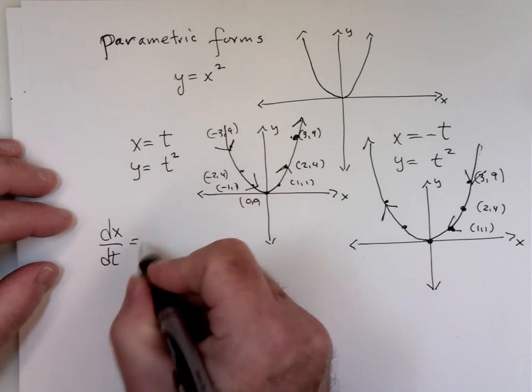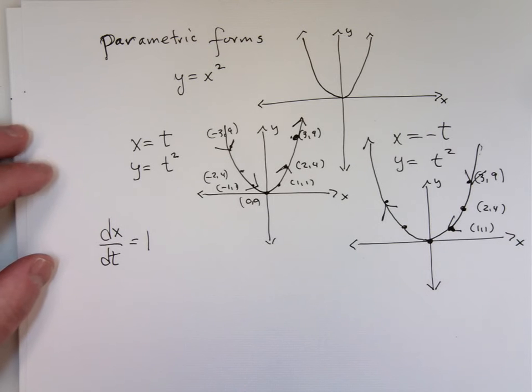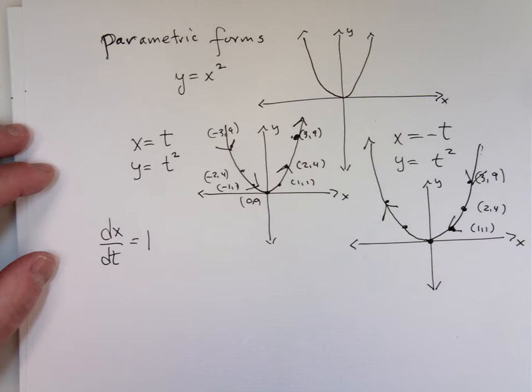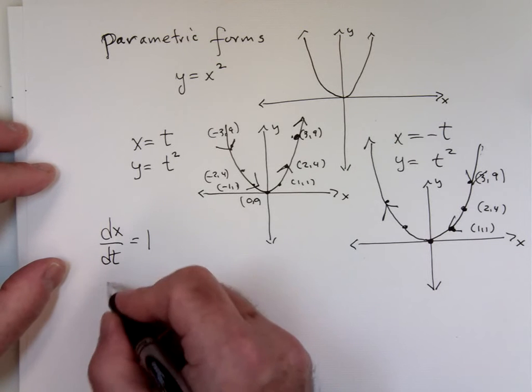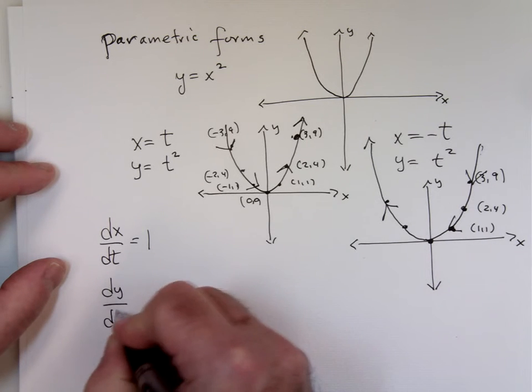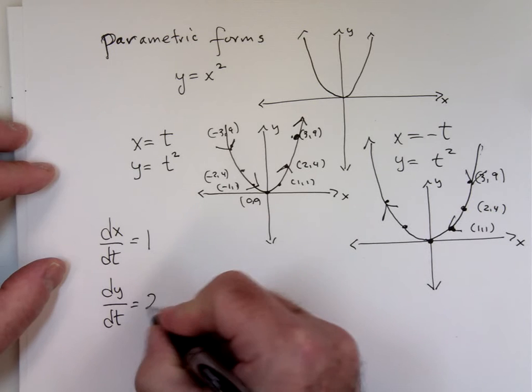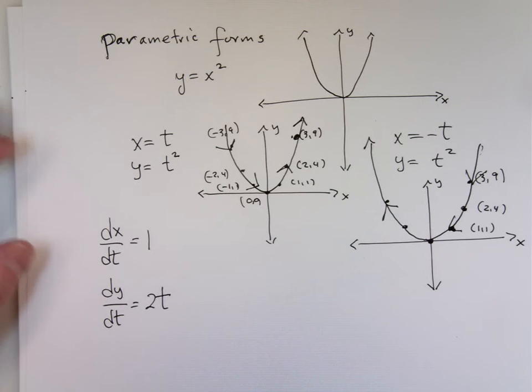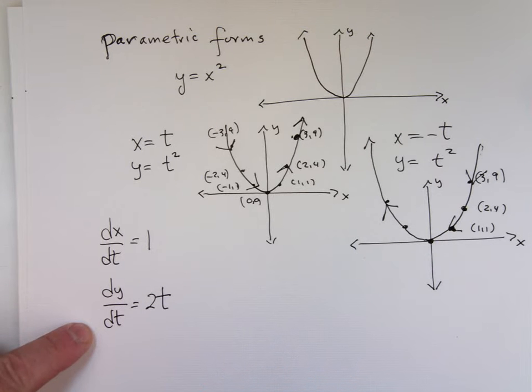That's how fast x is changing with respect to t. Dx dt would be 1. Well, it's constant change of 1. X is always changing 1 unit per change in t. But what about the y? The y is changing 2t. Okay? It's not a constant. At t equals 3, say, we have an x velocity of 1, and we have a y velocity of 6.